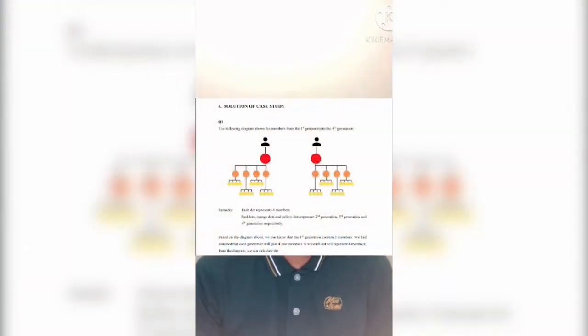Today I want to explain to you about the solution of question 1. So first we can see the diagram showing the first generation until the 4th generation. If we look at the dots, 1 dot represents 4 members. Red dots, orange dots, and yellow dots represent the second generation, third generation, and 4th generation.